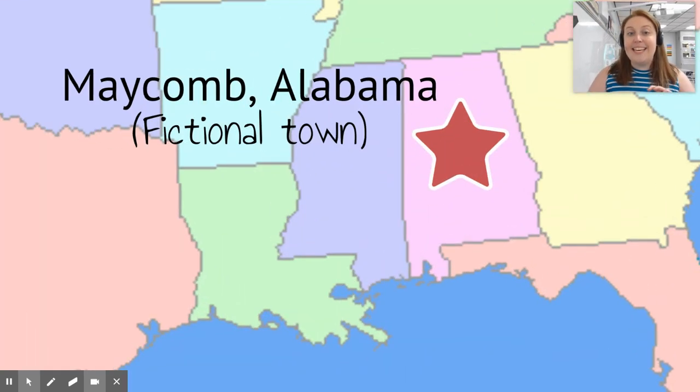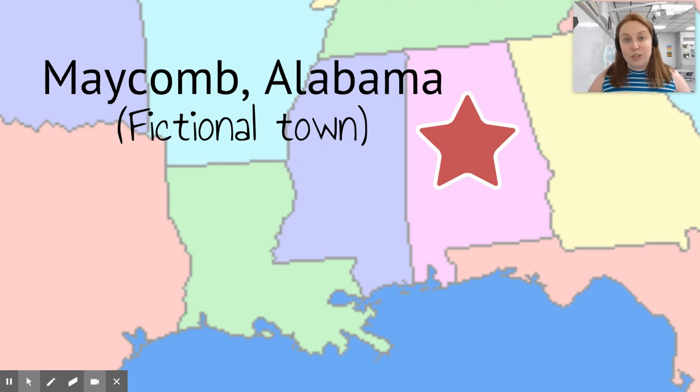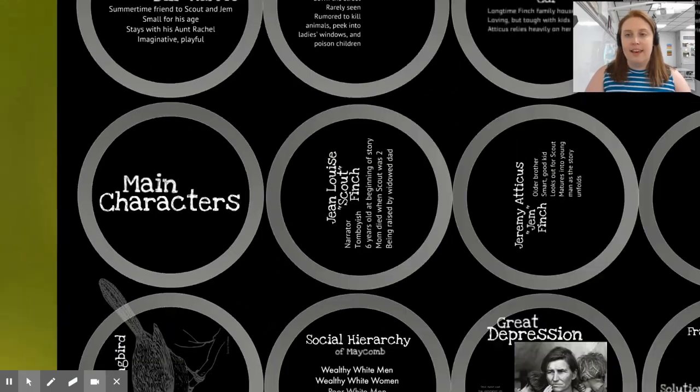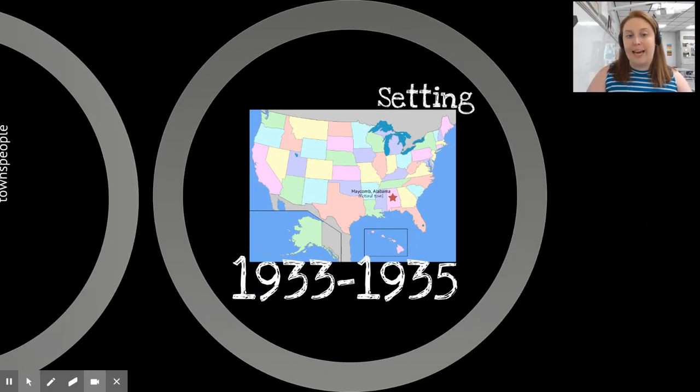All right, so let's talk about the setting really quick. It is set in Maycomb, Alabama. Now, Maycomb, Alabama is not an actual town. It is a fictional town, which means it is not a real place, but it is based on a real place. And if you caught the time period, it is from 1933 till about 1935. So it spans 2 to 3 years in the book, and we get to see the narrator Scout grow up through the book. But think about that time period. Yes, she wrote this during the civil rights movement, but the book is not set during that time. The book is set in the 1930s.